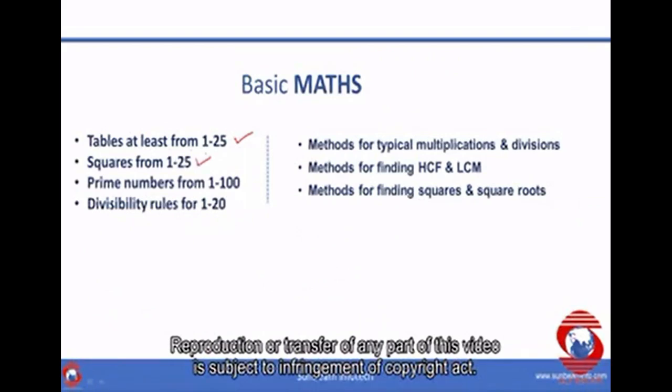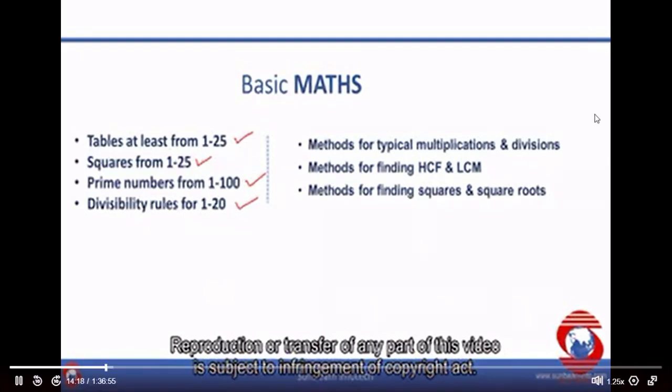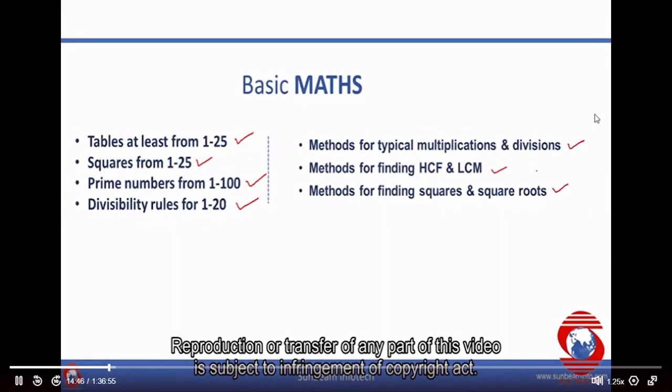You will write squares of all the numbers from 1 to 25, prime numbers from 1 to 100, and divisibility rules. Why? Because you will revise these basics in all topics, so you have to write them down. We will see some methods tomorrow. Understand what the divisibility rule is, please do it at your end. This is going to help you in the long run.